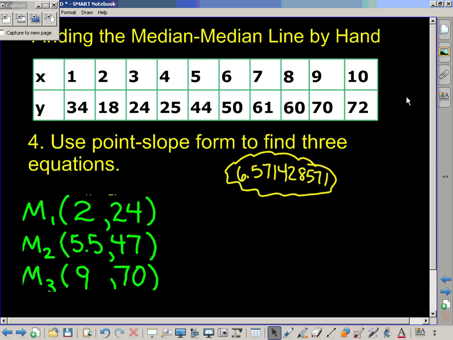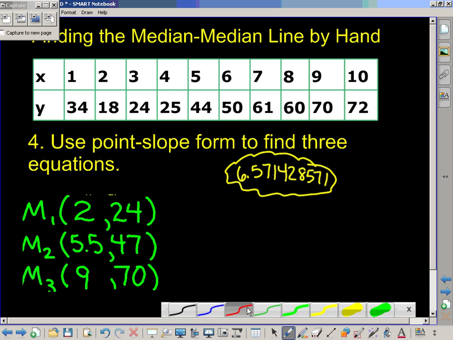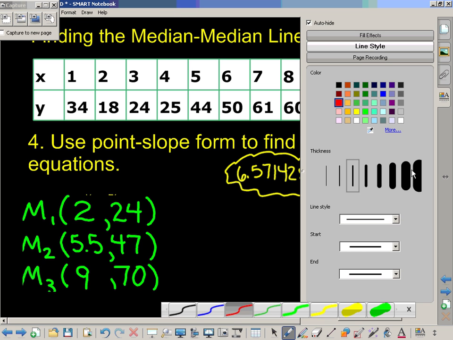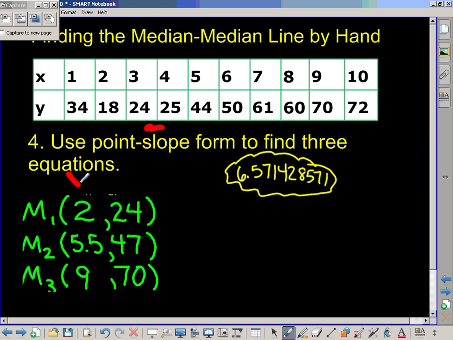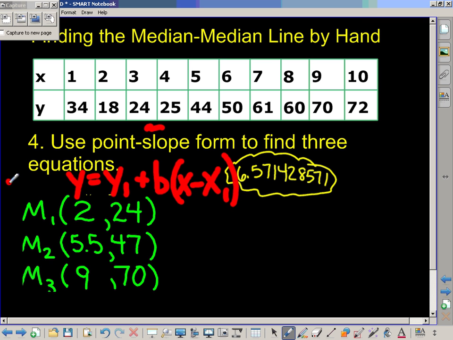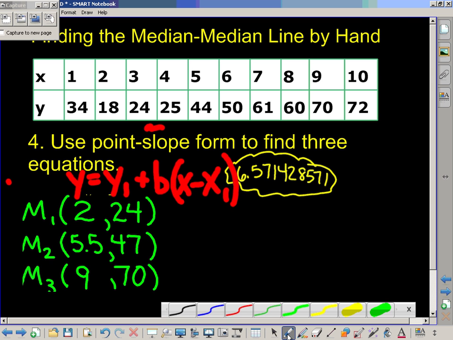What we are going to do is find the point-slope equation 3 times. We're going to use M1, M2, and M3. Let's pick a new color. Let's see if the good old red marker shows up okay for you. Yeah, not too bad. Remember, we have y equaling y1 plus b times x minus x1. That's our point-slope form of a line. We're going to use that formula to find our 3 equations.